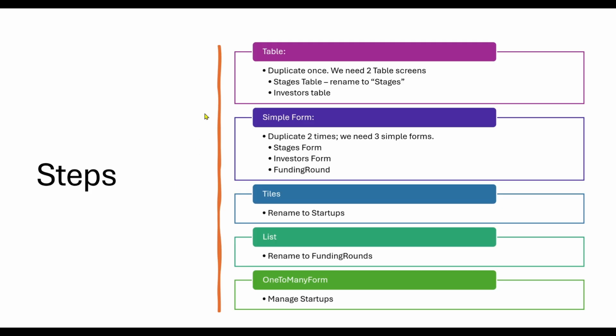So now let me show you how many screens you require. We would require a table screen like we saw for the investor and the stages. Then we would also require a simple form to edit the information in these stages, investors, and the funding round. Tiles to look at all the startups that we have. A list to again manage the funding rounds, and a one-to-many form to manage the startups and add more information.